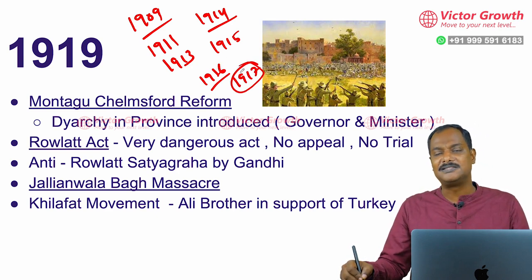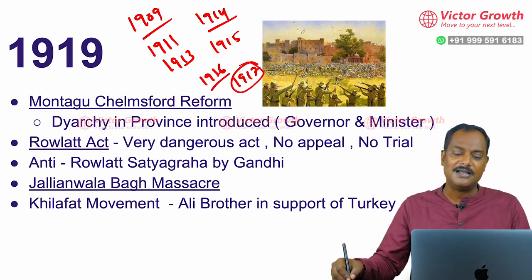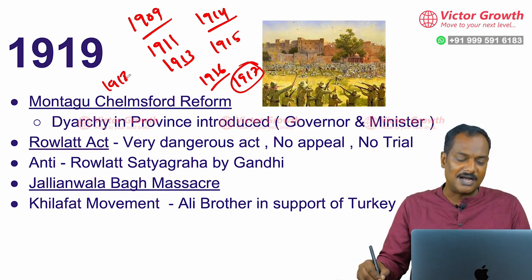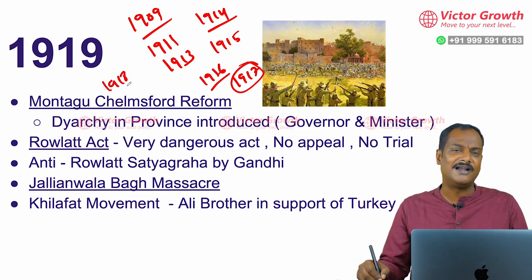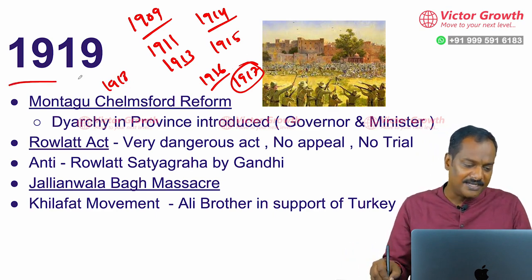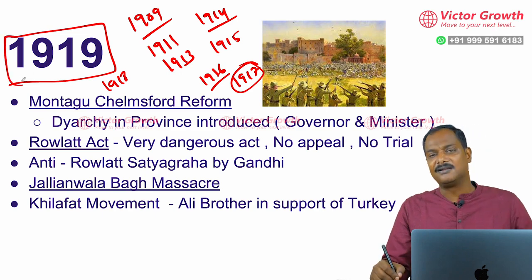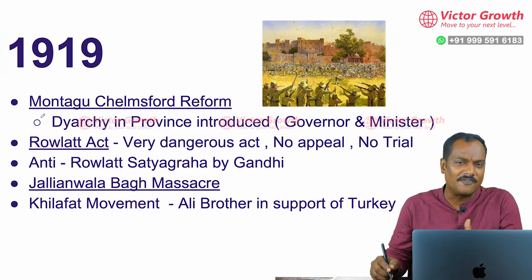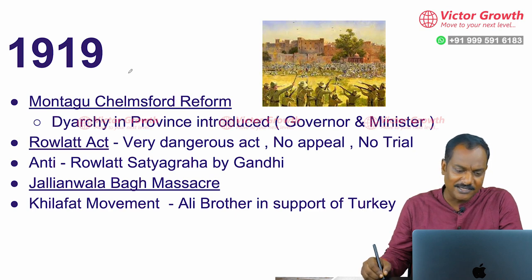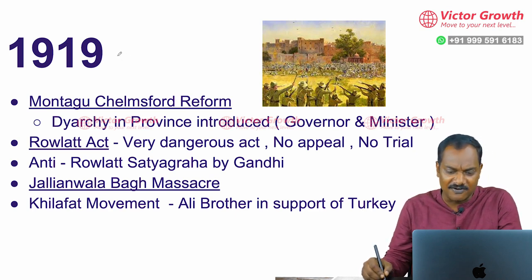1917, Gandhi starts his first Satyagraha in Champaran. 1918 Gandhi starts the Ahmedabad mill strike. 1918 itself we had the Kheda Satyagraha. Next we go for 1919. See, in 1919 a lot of things happen. Very, very important in Indian history, modern India, or India's struggle for independence.